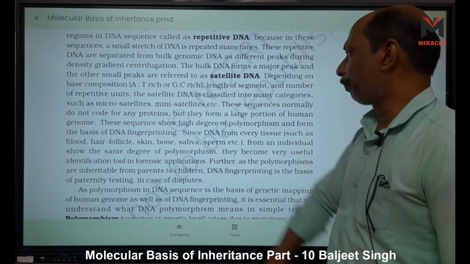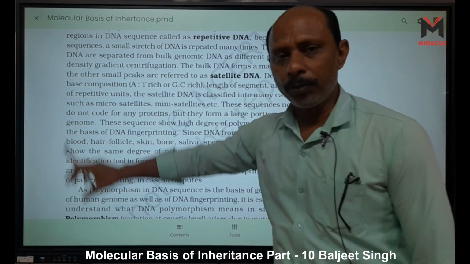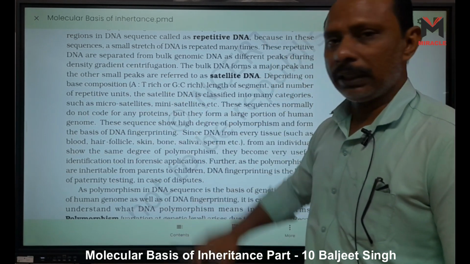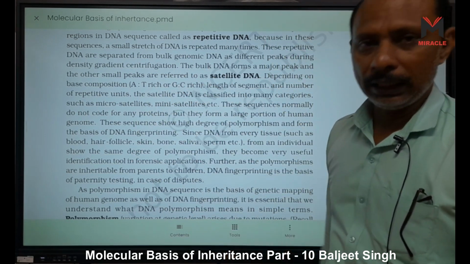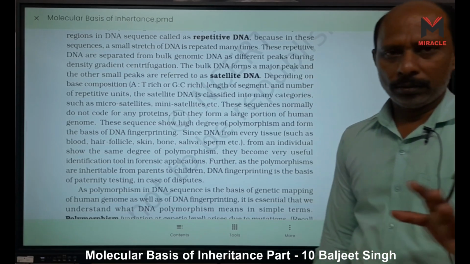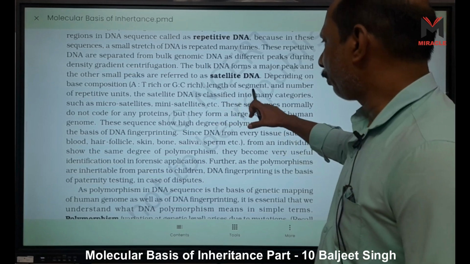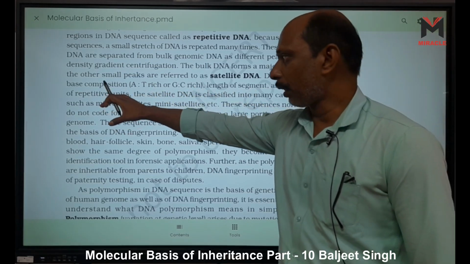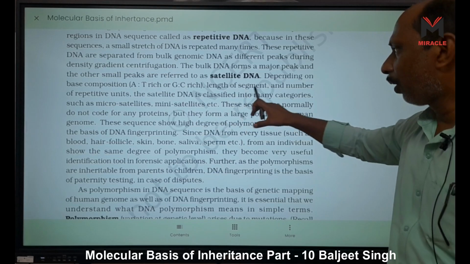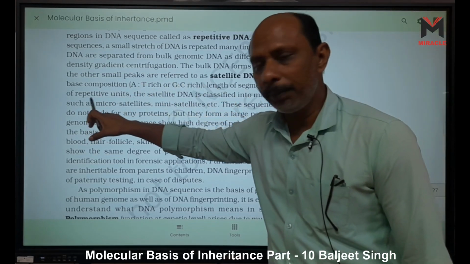Small or major peaks appear depending on the base composition, either AT rich or GC rich. Mostly in prokaryotes, GC rich is there. The peaks depend on base composition, length of segment, and number of repetitive units.